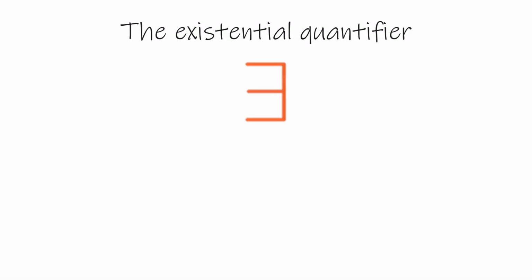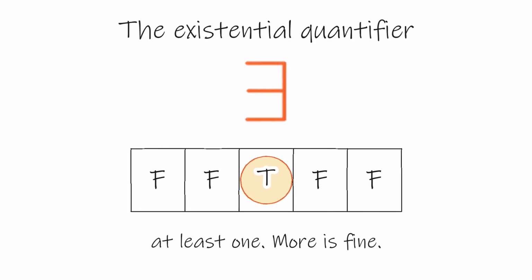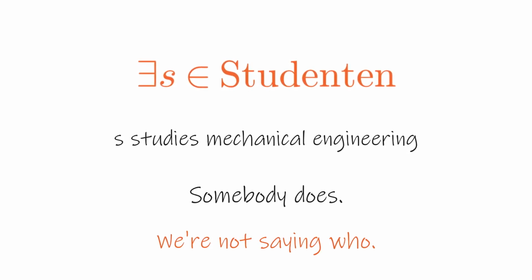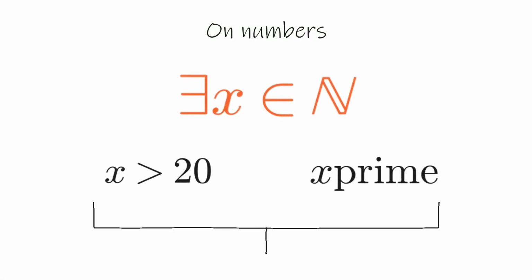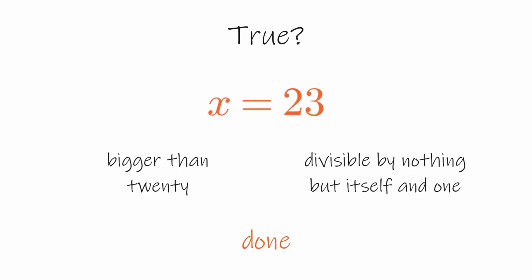The second is the existential quantifier. The predicate holds for at least one element. More is fine. There exists an S in student, such that S studies mechanical engineering. Somebody does. We're not saying who. On numbers, there exists an X in the natural numbers with X greater than 20 and X prime. True. Take 23. Bigger than 20, divisible by nothing but itself and 1.